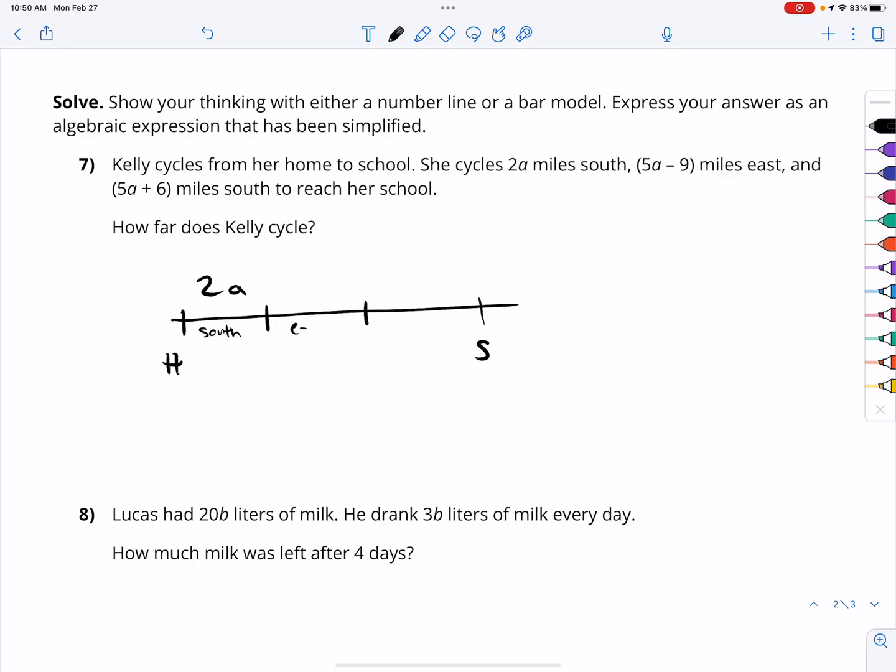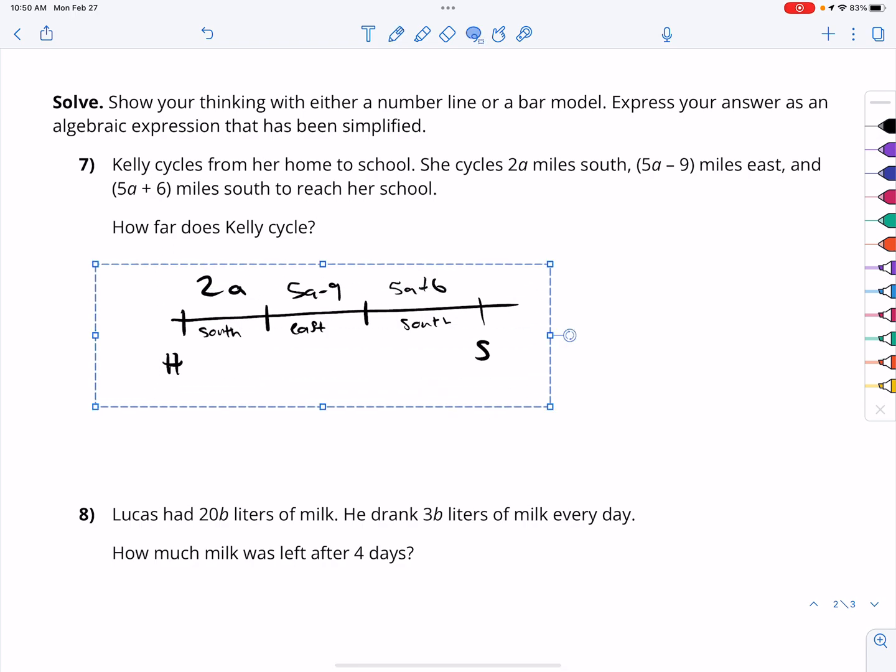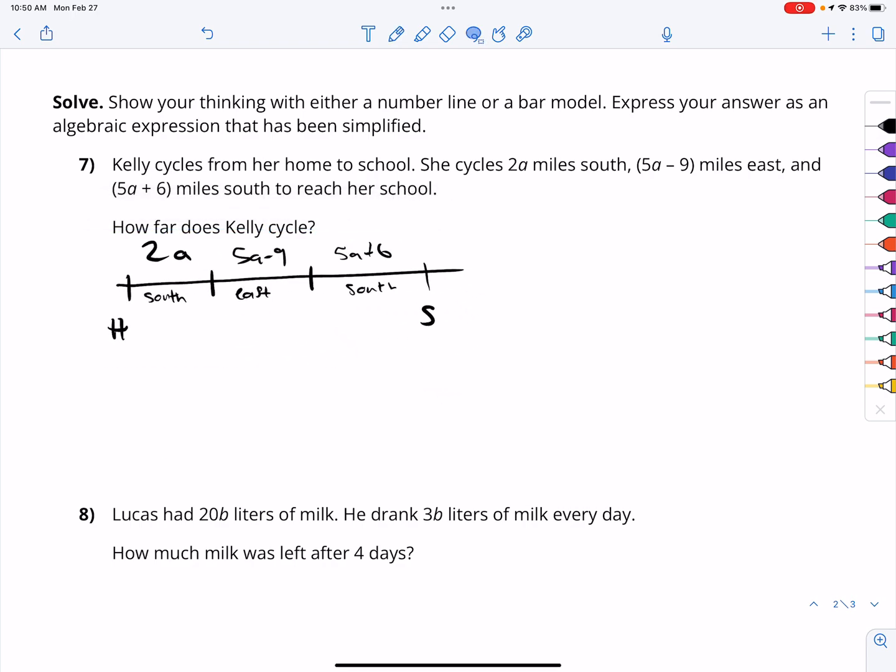Then she goes east, and that is a 5a minus 9. And then she goes south again, so she travels 5a plus 6. So there's our model for this. And then if we want to find that total distance, we're going to need to do 2a plus 5a minus 9 plus 5a plus 6.